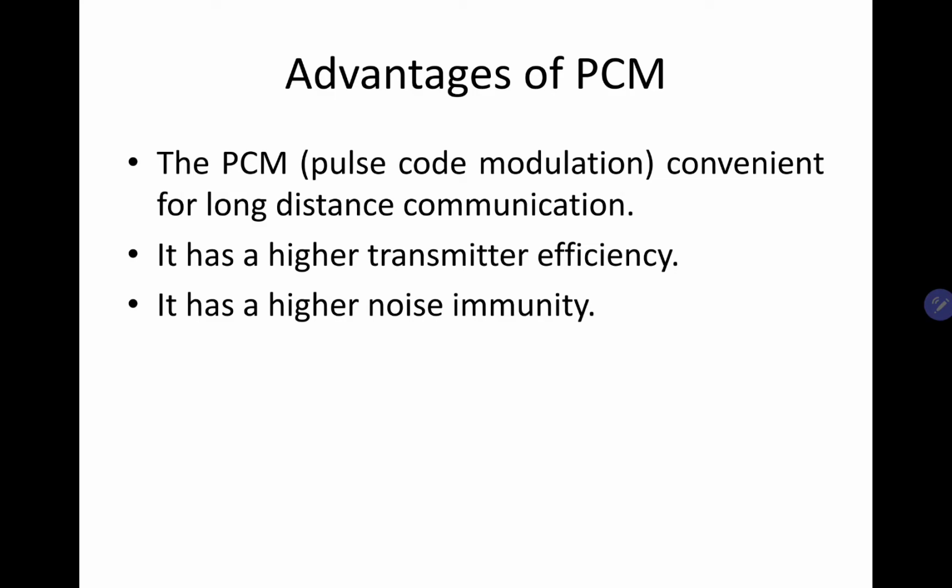Let us see what are the advantages of PCM. Pulse code modulation is very convenient for long distance communication. It has higher transmitter efficiency and it has higher noise immunity. Remember, noise immunity means it reduces the amount of noise in the channel. That is one of the biggest advantages.